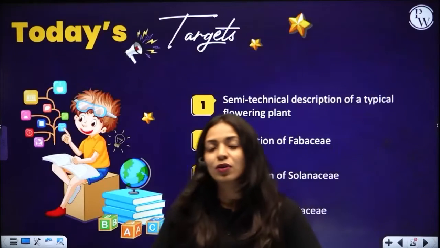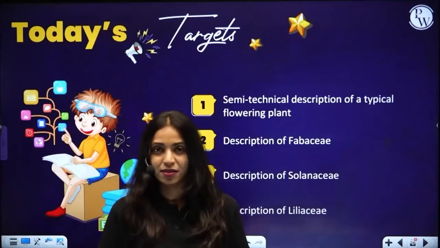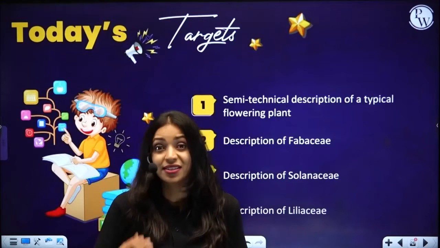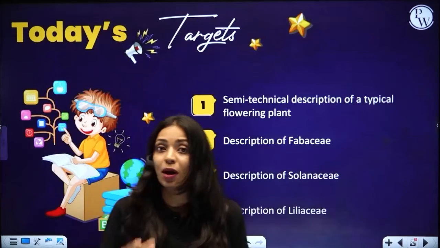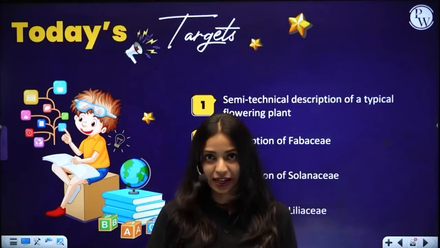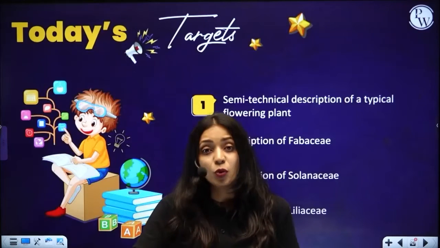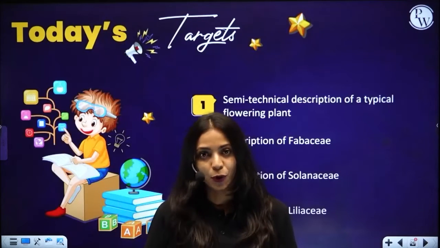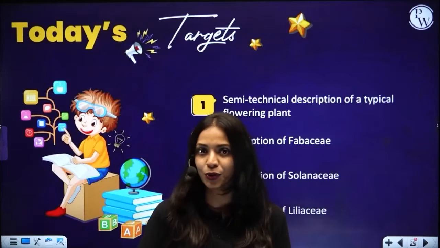So previously you learnt about the different morphological features of the various parts. Today you will learn how or what is the right way to describe a flowering plant. So if you come across a flowering plant and you want to describe it, write about its morphological features, there is a way you should do it. There is a sequence that you need to follow. So in today's session, I'm going to be teaching you how exactly you do that.